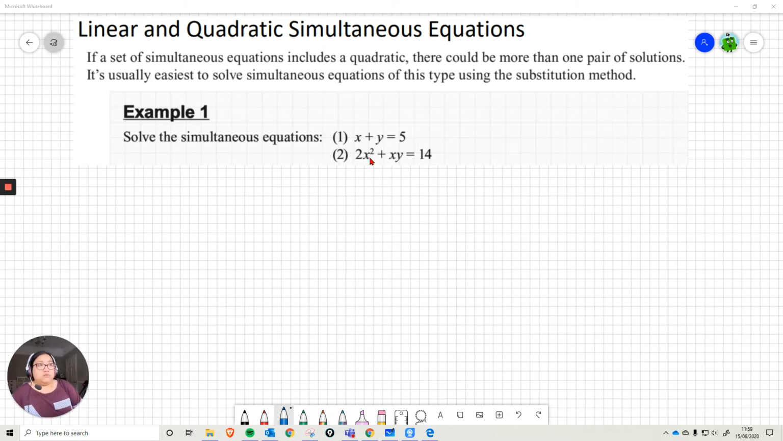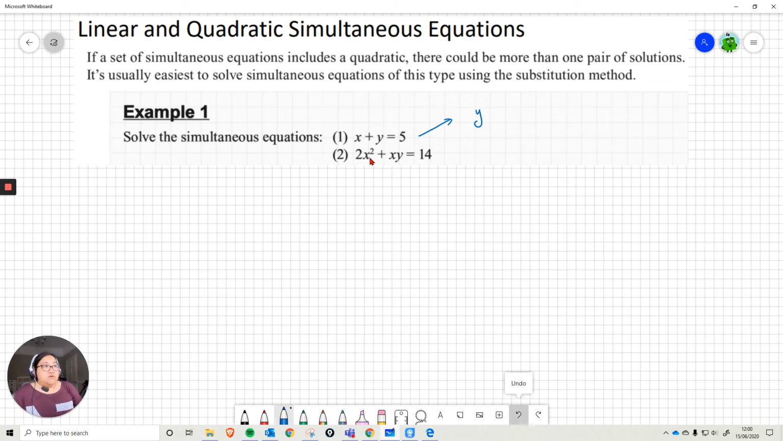In the substitution method, what we have to do is use one of the equations to change the subject into either one of the letters. So either the x or the y is our subject. The easiest equation to change the subject of is always the linear equation. So this first equation here, x plus y equals 5, is the equation I'm going to use. I'm going to make y the subject, and I'm just going to subtract x from both sides.